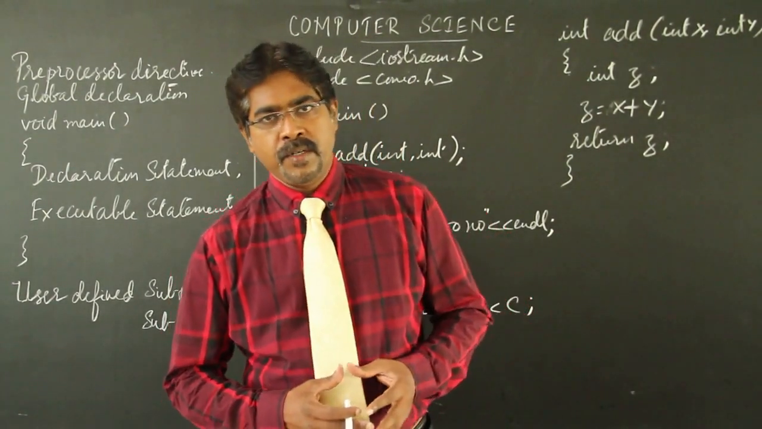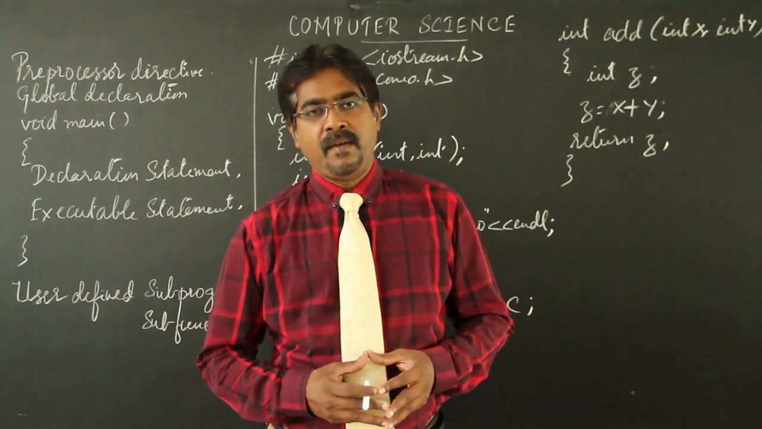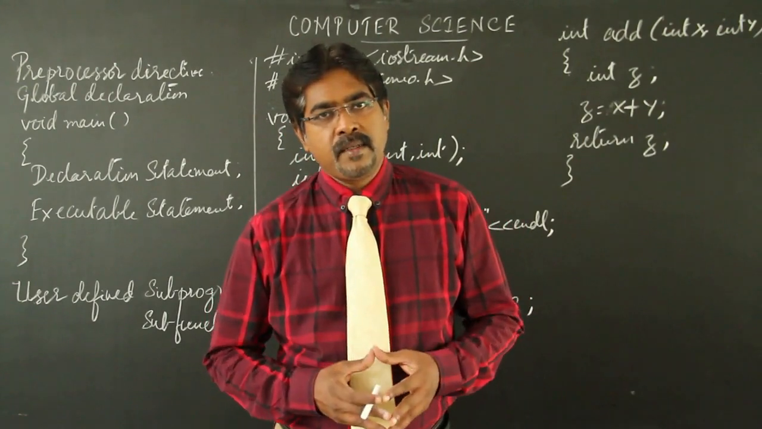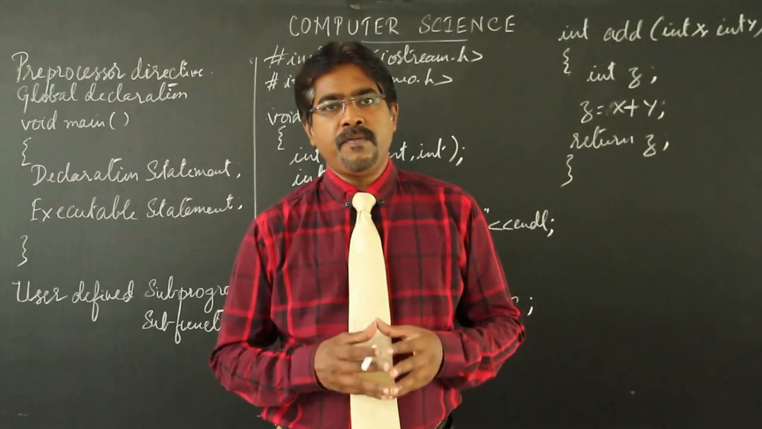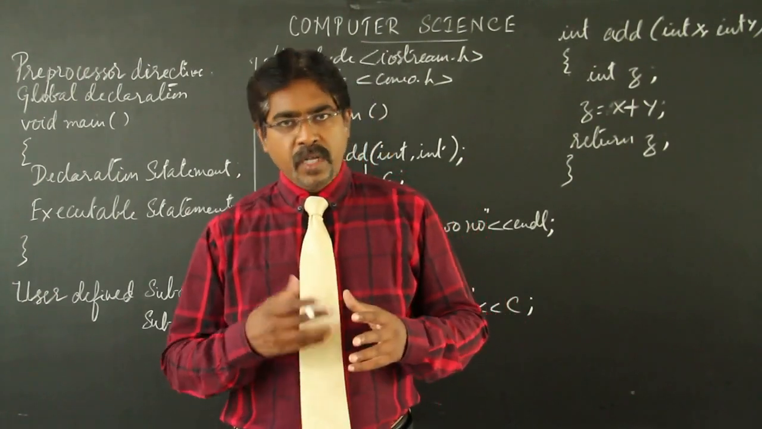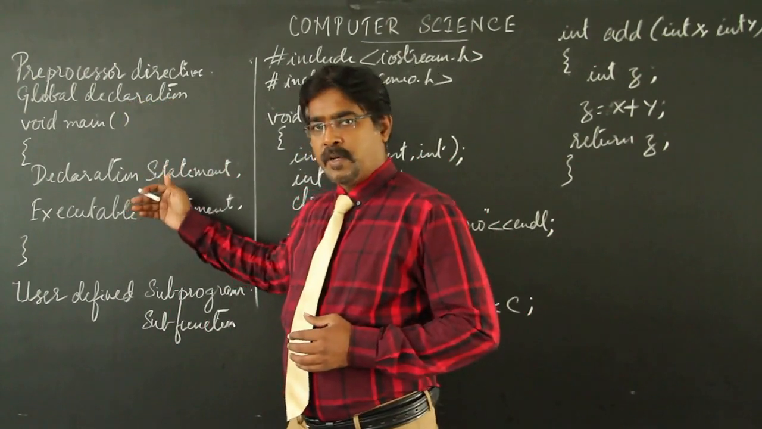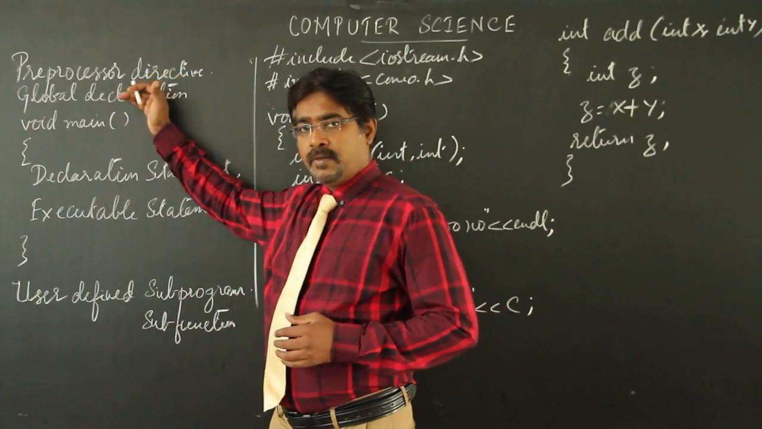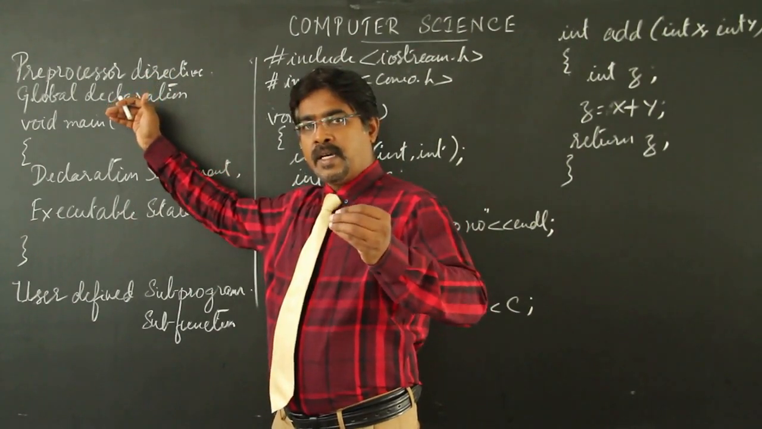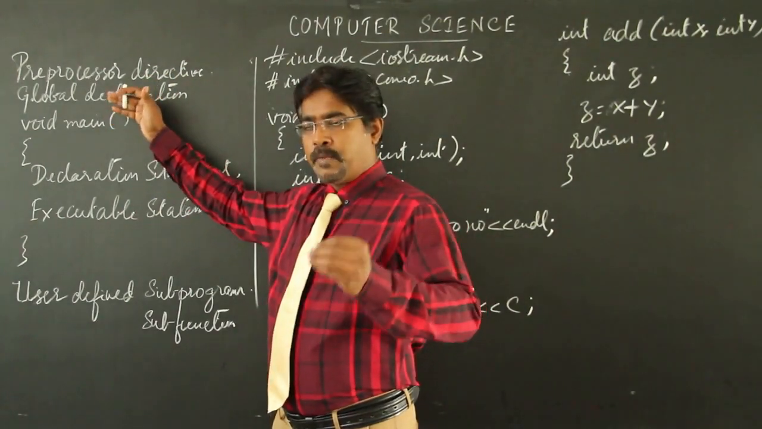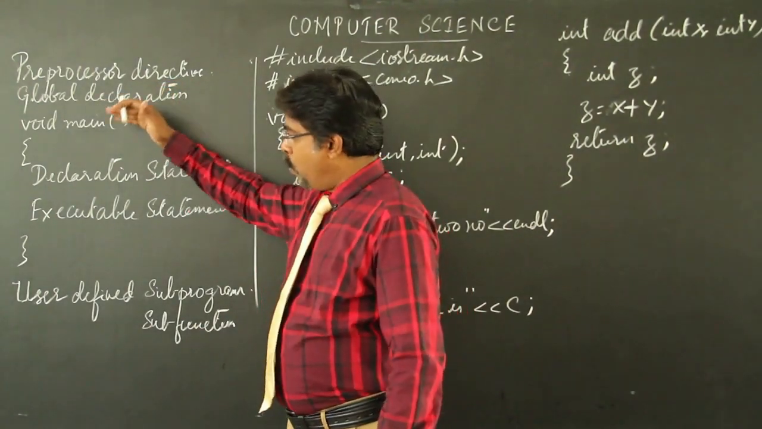Last class, we were discussing the structure of a C++ program, and I stopped at declaration statements. So we will be continuing from the declaration part. To re-emphasize, I have the structure of a C++ program here: preprocessor directive. We know we are going to use the header files as well as the symbolic constants in preprocessor directives. Then we have global declaration, void main.